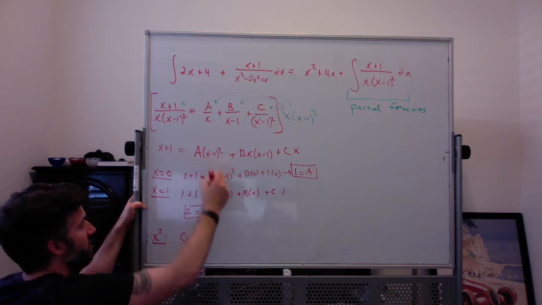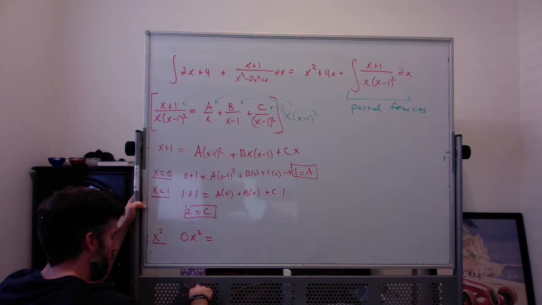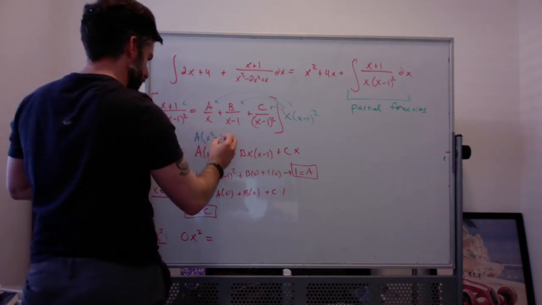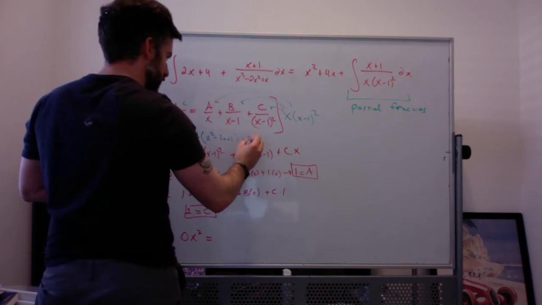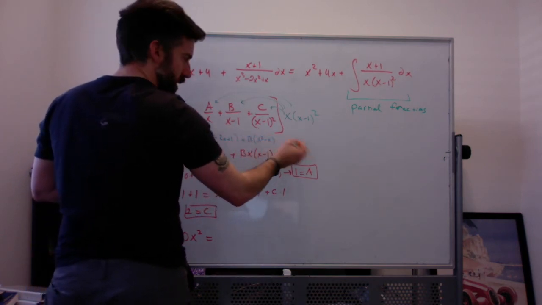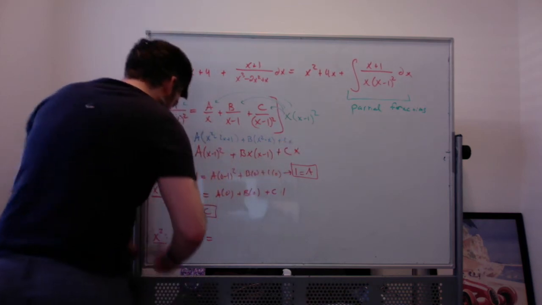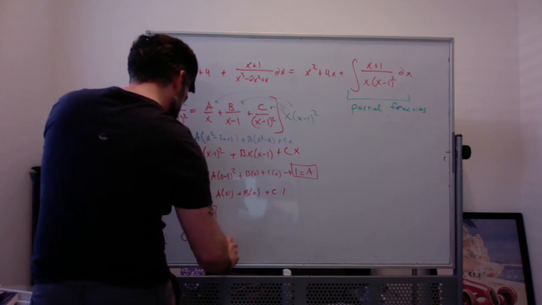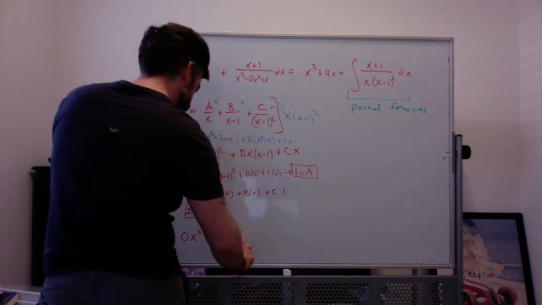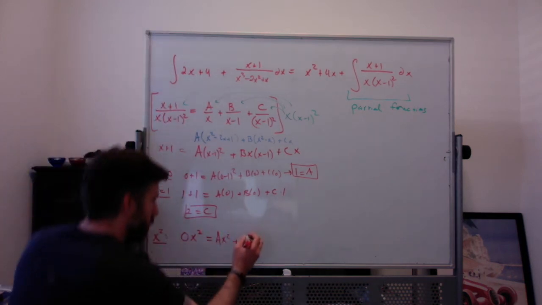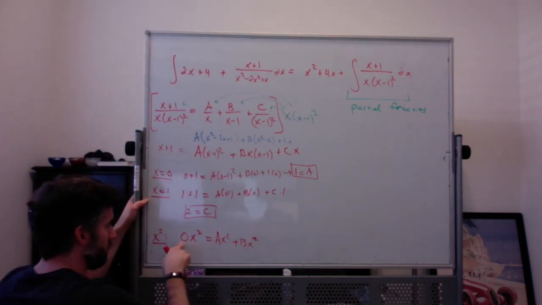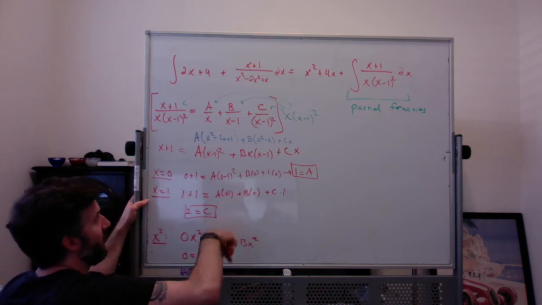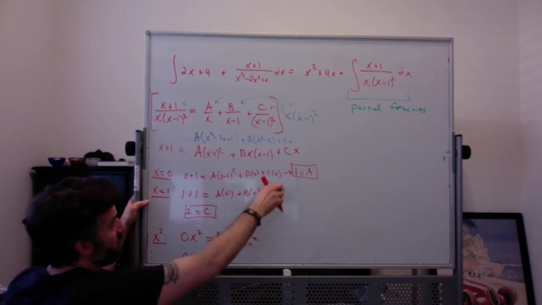On the right, if I multiply this out, well, let me use a different color here. This is a times x squared minus 2x plus 1. This is b times x squared minus x. And that's c times x. So on the right-hand side, I would have a times x squared and b times x squared, so that the coefficients here, 0 and here, have to be the same. So 0 has to equal a plus b, meaning that b has to equal -1, because a was equal to +1.